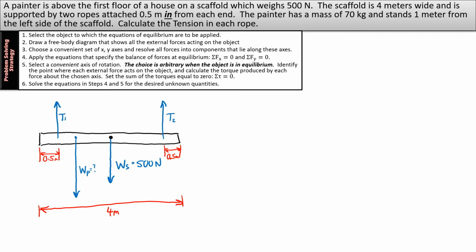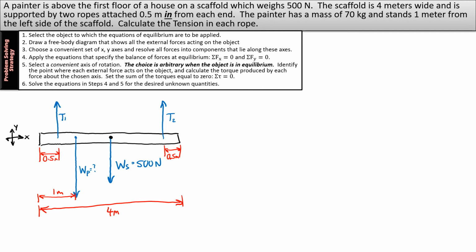Oh, no, I need to write. So this is 1 meter. Start thinking about where a convenient axis would be for this. I mean axis of rotation, but for step 3, it says choose a convenient set of x and y axes. Again, all the forces are pointing in the vertical direction, so we could use just the standard x and y axes. Nice. Apply the equations that specify the balance of forces at equilibrium.